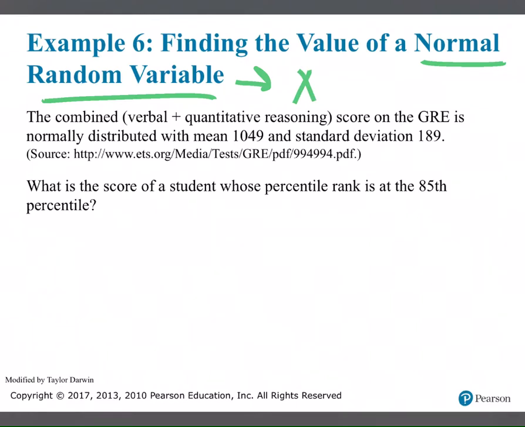So the combined verbal and quantitative reasoning score on the GRE is normally distributed with a mean of 1,049 and a standard deviation of 189. What is the score of a student whose percentile rank is in the 85th percentile? So we're given our mean. We're given our standard deviation. And we want to know what the score is. We want to know for what x value would put me in the 85th percentile.